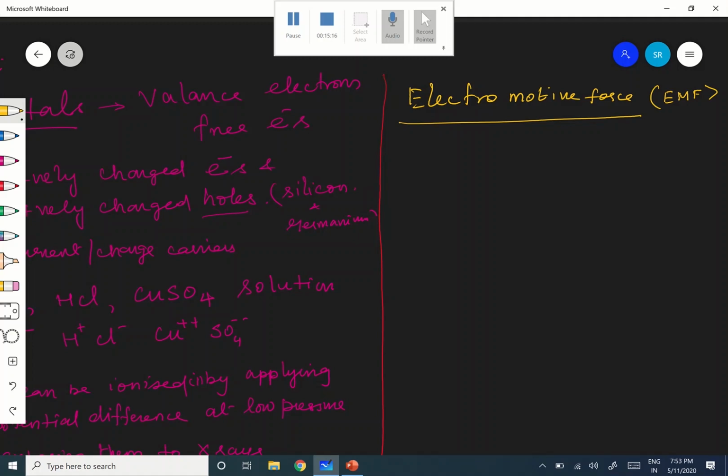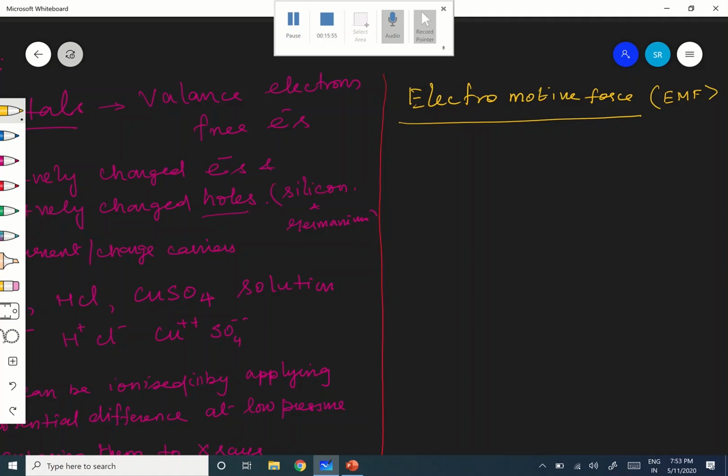Why? Because even in the case of metals, they have a large number of free electrons, and all the free electrons are actually not at rest. They are continuously moving randomly in different directions. Here also charges are in motion, but they are not moving in a particular direction. That is why I told you, what are current carriers? They are charged particles whose flow in a definite direction constitutes electric current.